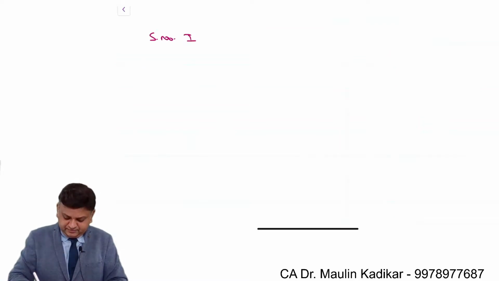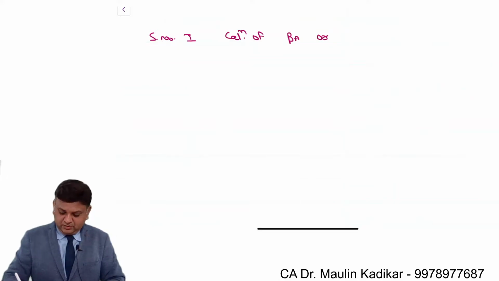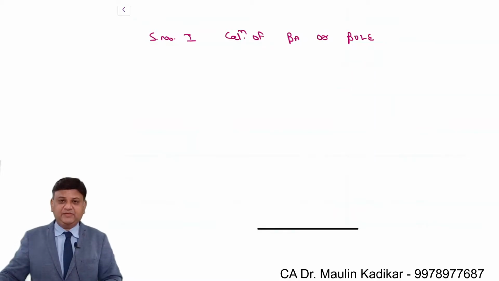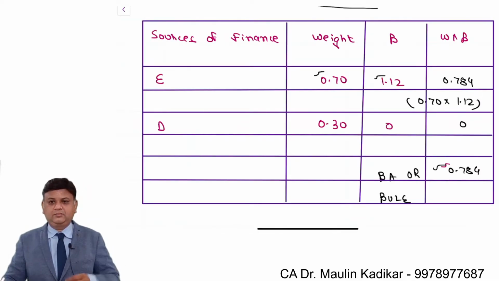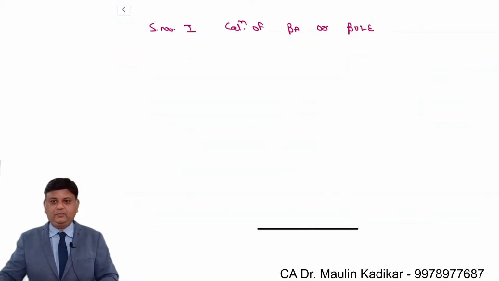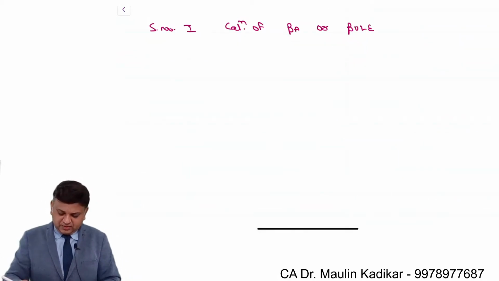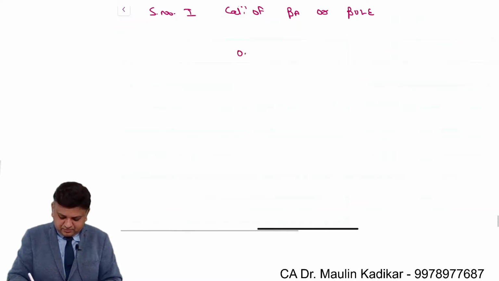Step number 1, calculation of beta of asset or beta of unlevered equity. That is our first step, which we compute using the information of the proxy firm. It has already been found by us, 0.7840, so we need not calculate it again. It is 0.7840.